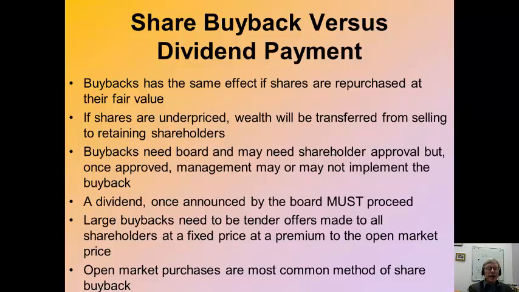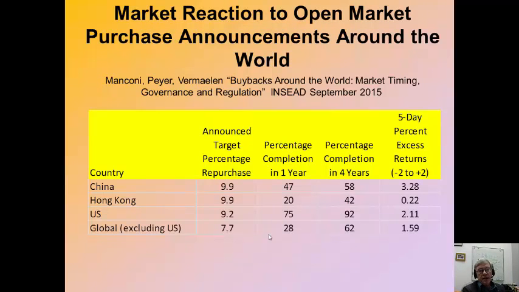And the reason why is that large buybacks effectively change the ownership structure of the firm. Open market purchases are the most common method of share buyback, but they can only be implemented for smaller amounts. A recent study from INSEAD by 3 professors, Marconi, Payer, and Vermeulen, looked at market reaction to open purchase announcements around the world. And I've just summarized some of the data from that study, looking at China, Hong Kong, the US, and the rest of the world outside of the US.